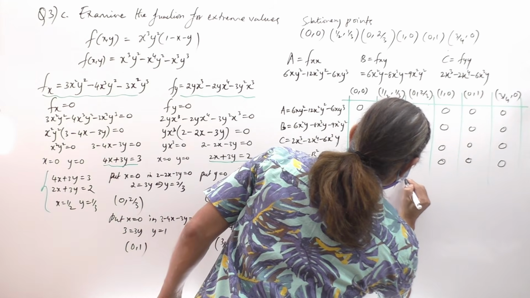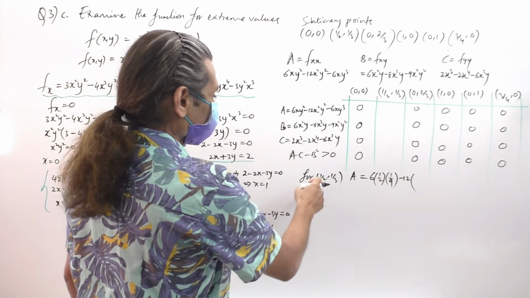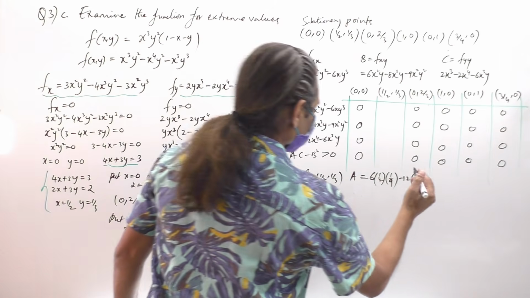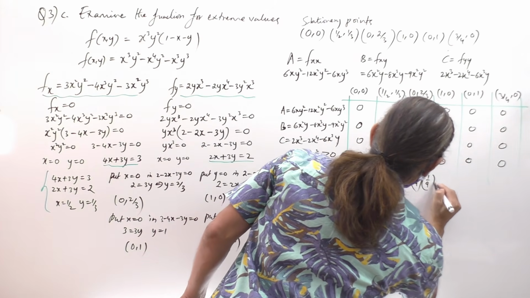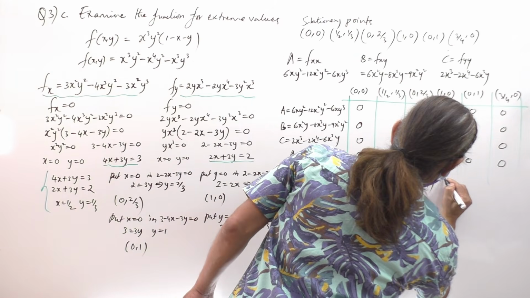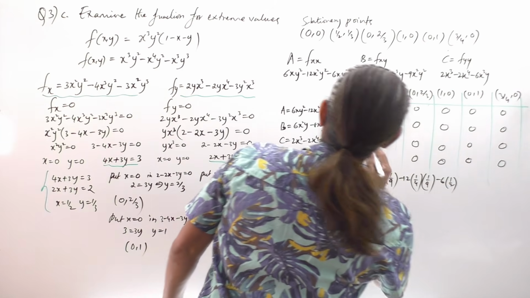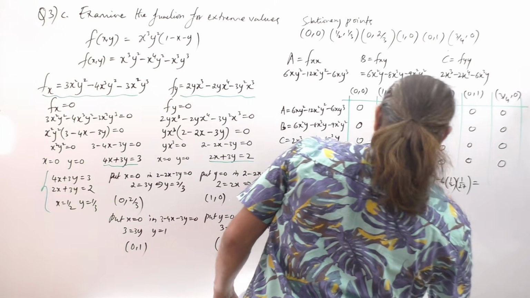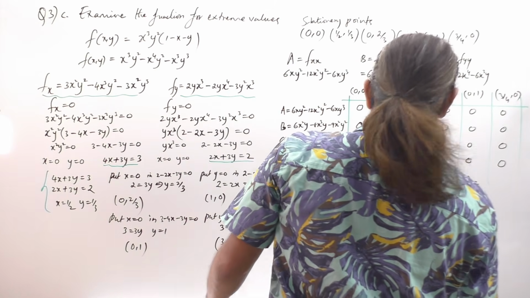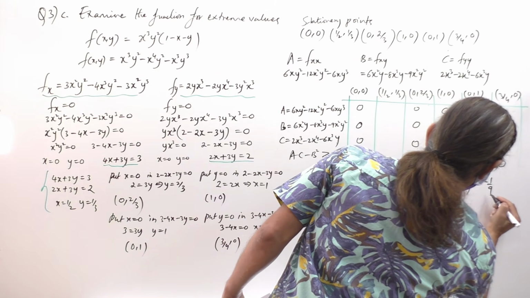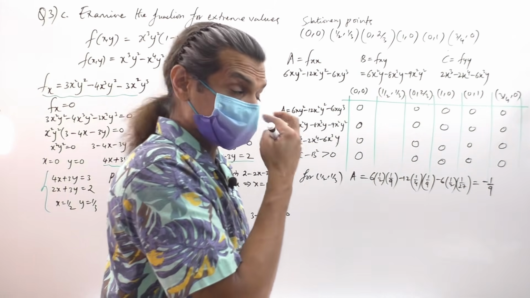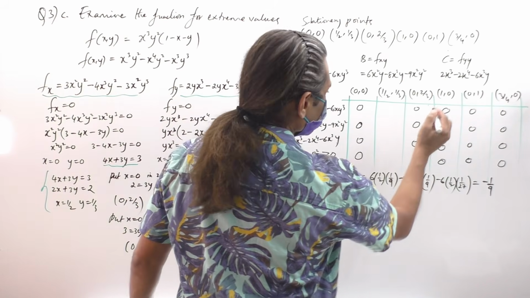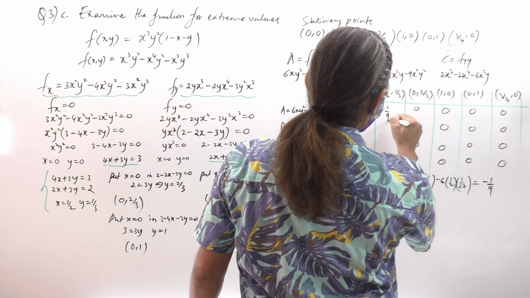Minus 12 into x square, 1 by 2 square is 1 by 4, y square is again 1 by 9, minus 6xy square, minus 6 into x is 1 by 2, y cube is 1 by 27. And this value is found to be minus 1 by 9. You can calculate it. Okay. So this is minus 1 by 9.